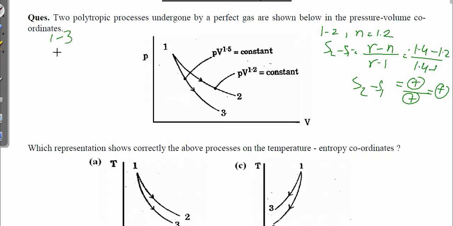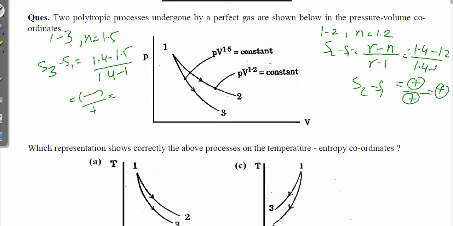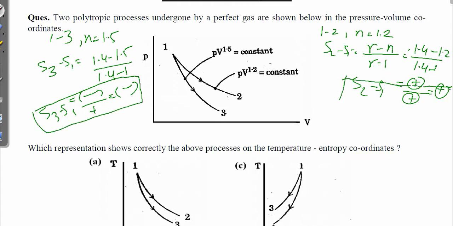For 1 to 3, n is given as 1.5. Using the same formula, S3 minus S1 depends on 1.4 minus 1.5 divided by 1.4 minus 1. So the numerator will come negative, the denominator is positive, so the whole term will be negative. So this is the important thing we have to know: the change in entropy from 1 to 3 will come negative and from 1 to 2 will come positive.